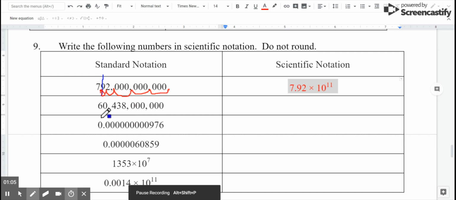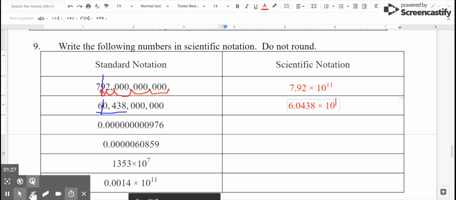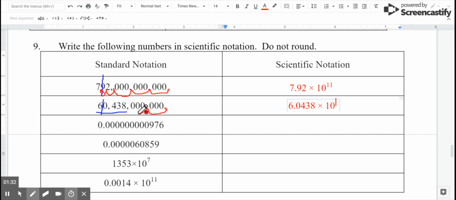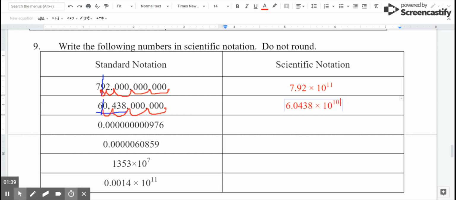Let's use the same strategy for the next problem. I know that I want one digit to the left of the decimal. So that means I would like 6.0438, and it says do not round, so I'm going to use all of those digits to write this. So when I write this in scientific notation, I'm starting with 6.0438 times 10 to some power. Let's take a look at what that power will be. I know that the decimal starts out at the end here, and I'm moving it 3, 6, 9, 10 spaces, and it's a really big number. So my power, my magnitude here will be positive 10.